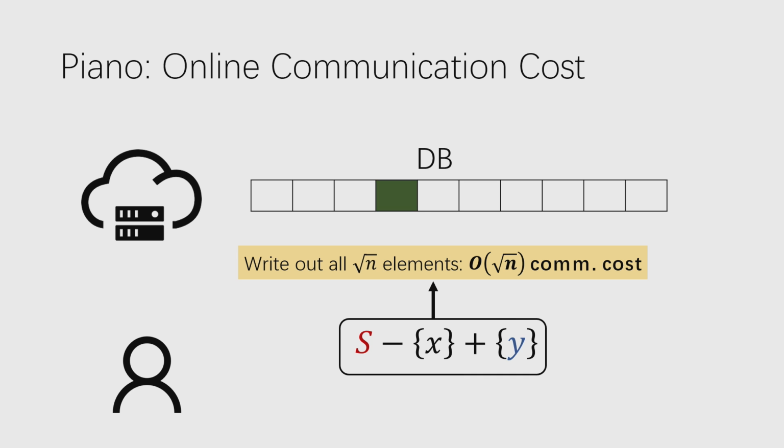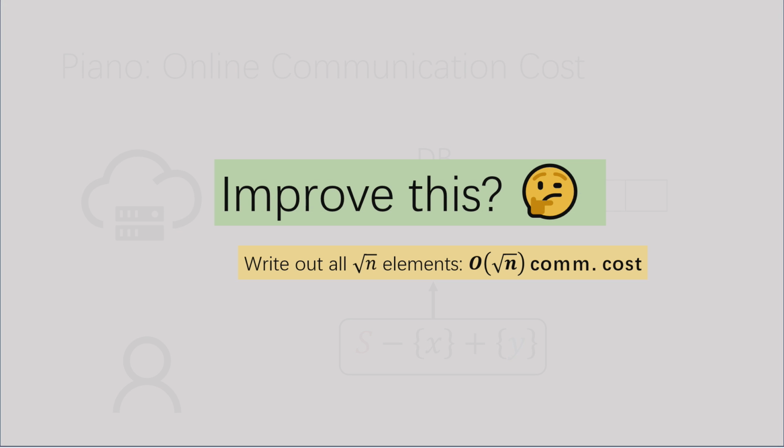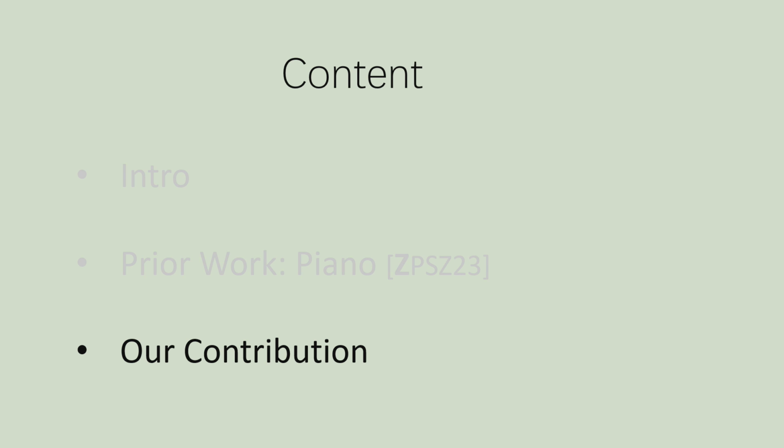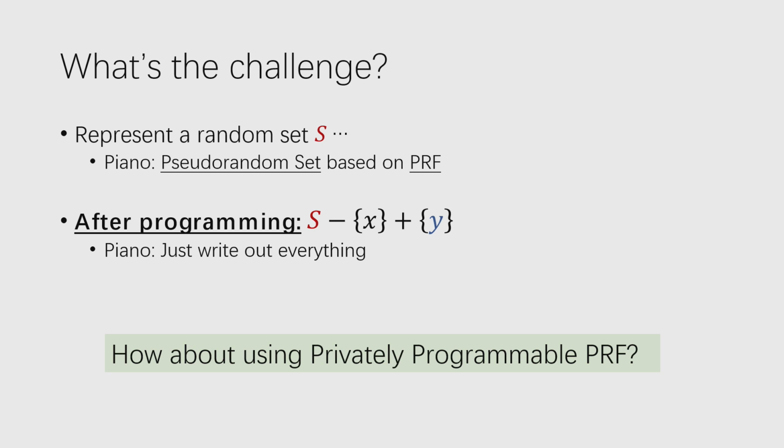And so in this talk, we focus on the online communication cost. And in Piano, the communication cost will be about representing this set of S minus X plus Y. And in the previous work, they simply write out all square root n elements in this set. That results in square root n communication cost. So can we improve this? And now let's get to see our improvement in this work.